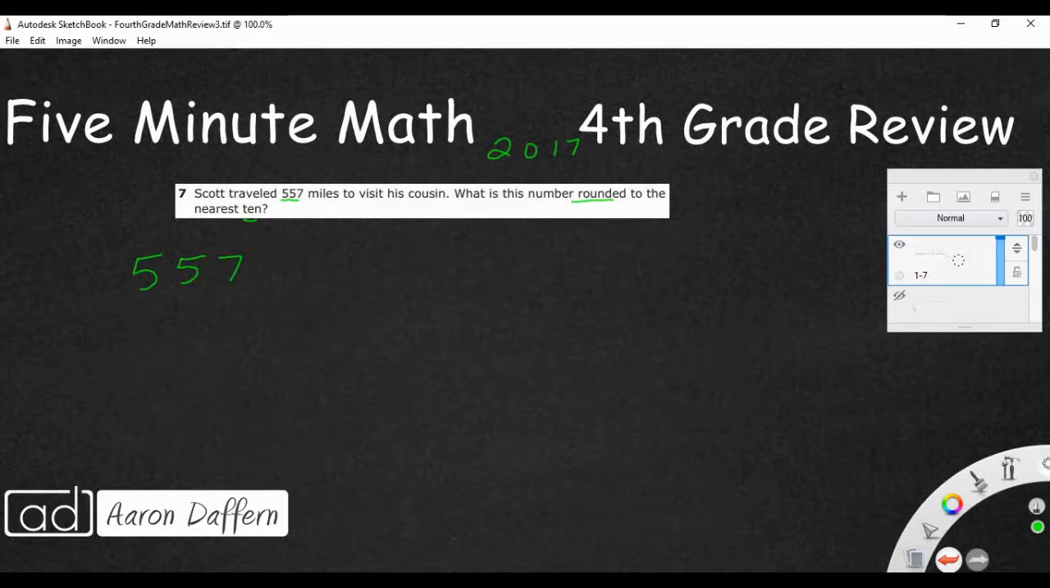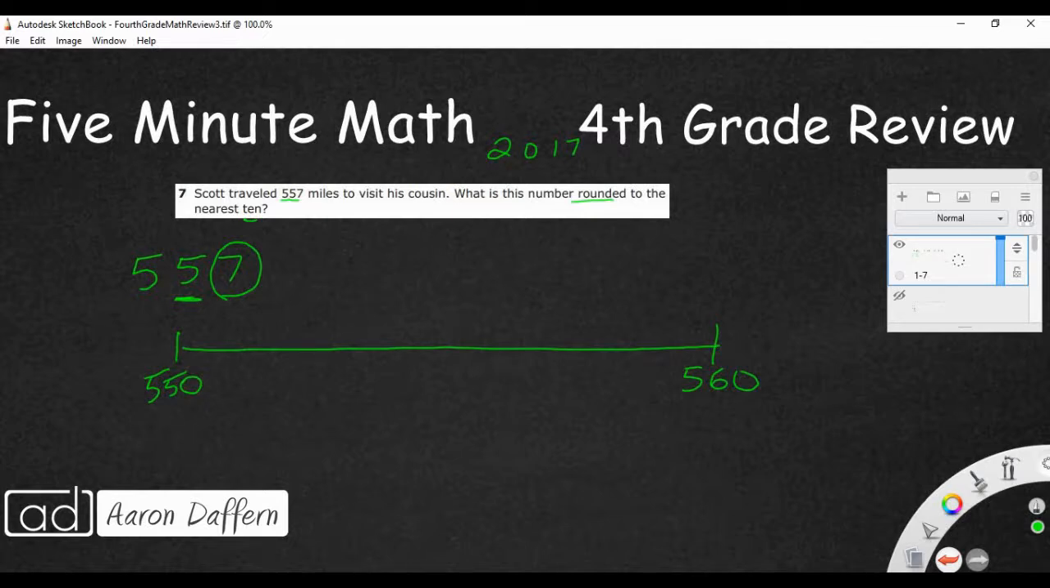So here's my tens place. So it's that 5 that we're going to use as our place that we're rounding to, and we're going to look at the number next to it. We're going to try to figure out what happens with that 7, because really, when you're looking at boundary numbers, what we're looking at is what are the tens that are above and below 557. This is something you did in 3rd grade. So the tens above and below are 550 and 560.